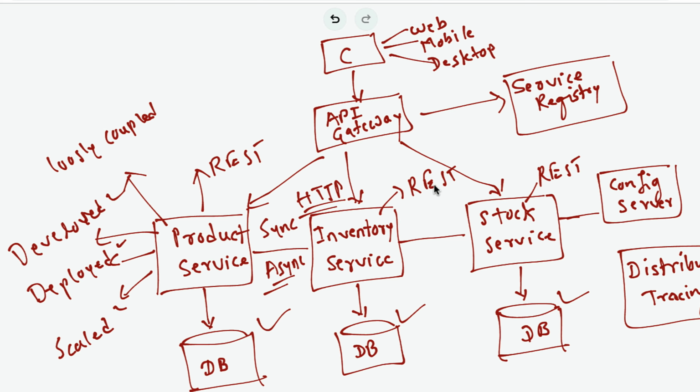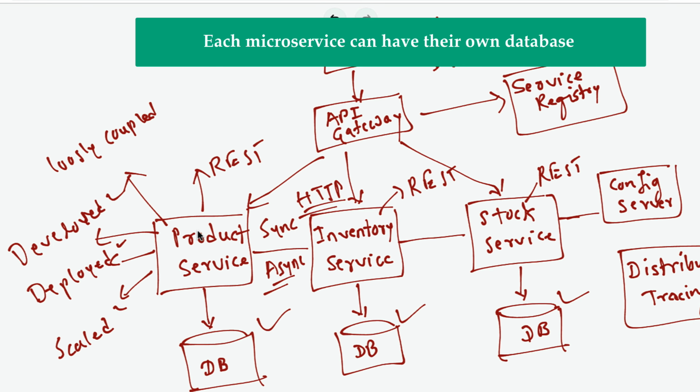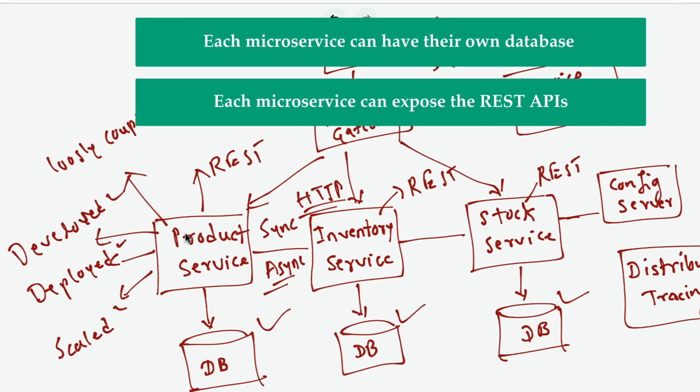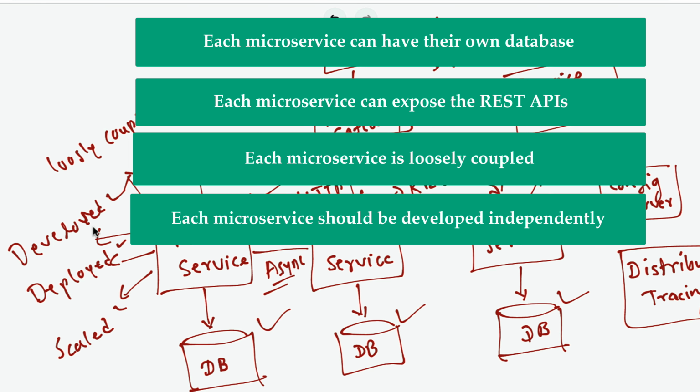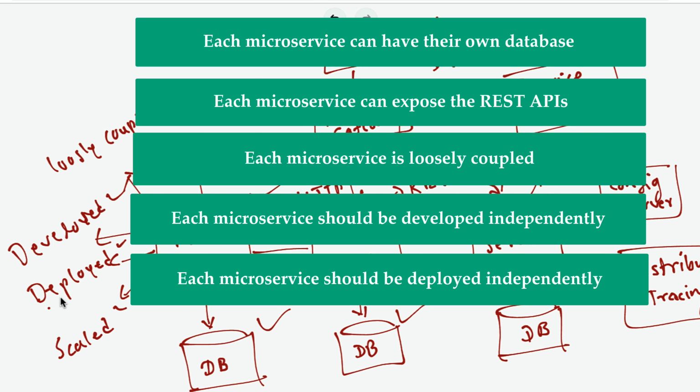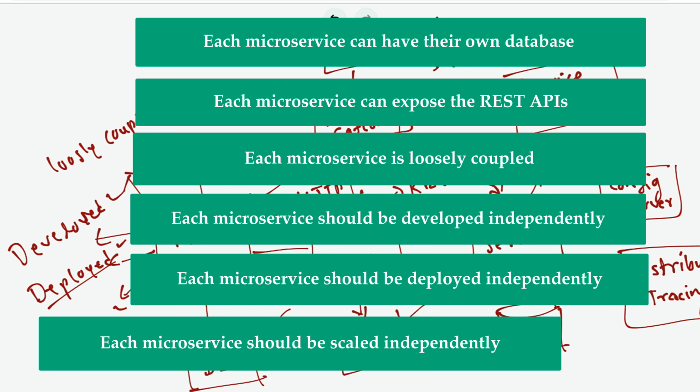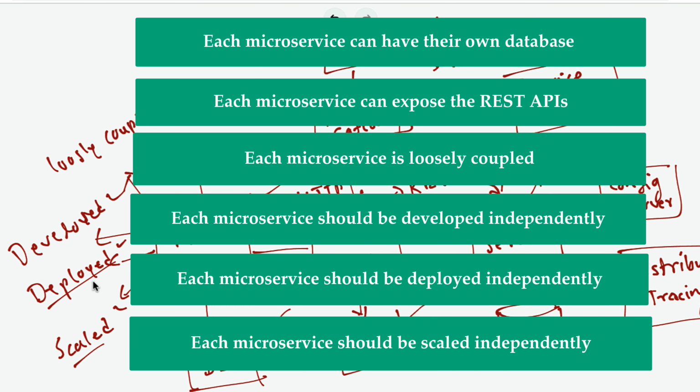Just remember, microservice architecture enables large teams to build scalable applications that are composed of loosely coupled services. Each microservice has its own database, each microservice exposes REST APIs, and each microservice is loosely coupled. Each microservice is developed independently, deployed independently, and scaled independently. So these are the important characteristics of each microservice.